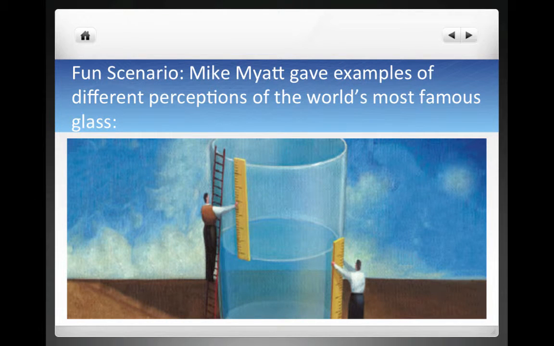Okay, fun scenario. Mike might give an example of different perceptions of the world's most famous glass. It's called Mike Might's glass. So as you can see from the glass here, someone is measuring how much of the glass is full, and the other one is measuring how much of the glass is empty. That is showing us that the optimist is thinking the glass is half full, which is this one, and the pessimist is thinking that the glass is half empty.